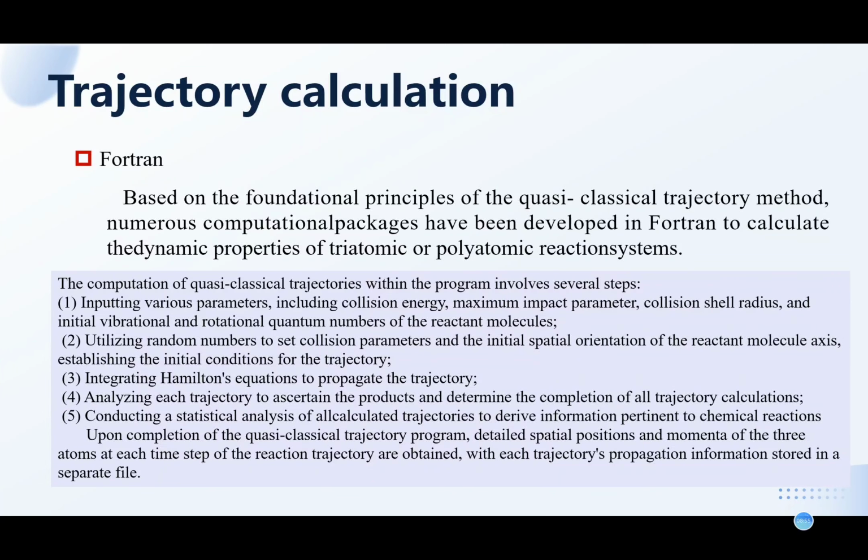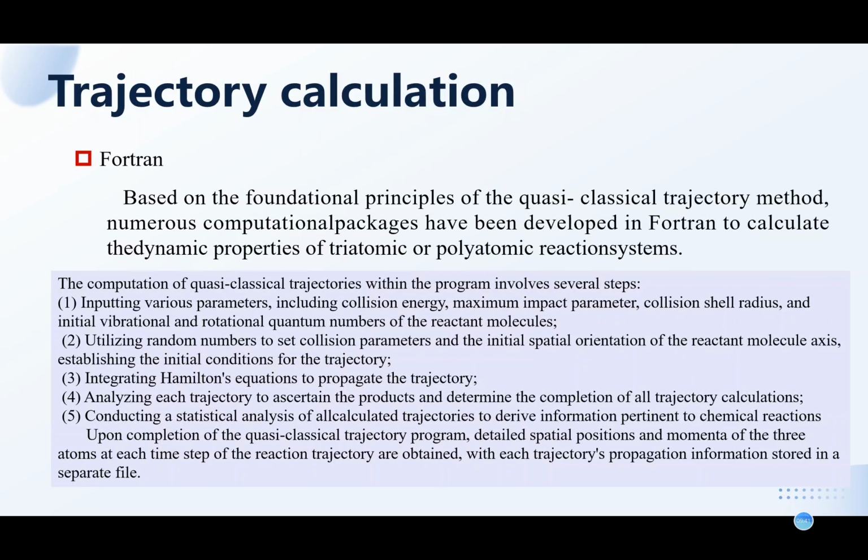Based on the foundational principle of the classical trajectory method, numerous computational packages have been developed in Fortran to calculate the dynamic properties of triatomic and polyatomic reaction systems. The computation of quasi-classical trajectories within the program involves several steps. First, inputting the various parameters, including collision energy, maximum impact parameter, collision shell radius, and initial vibrational and rotational quantum numbers of the reactant molecules.